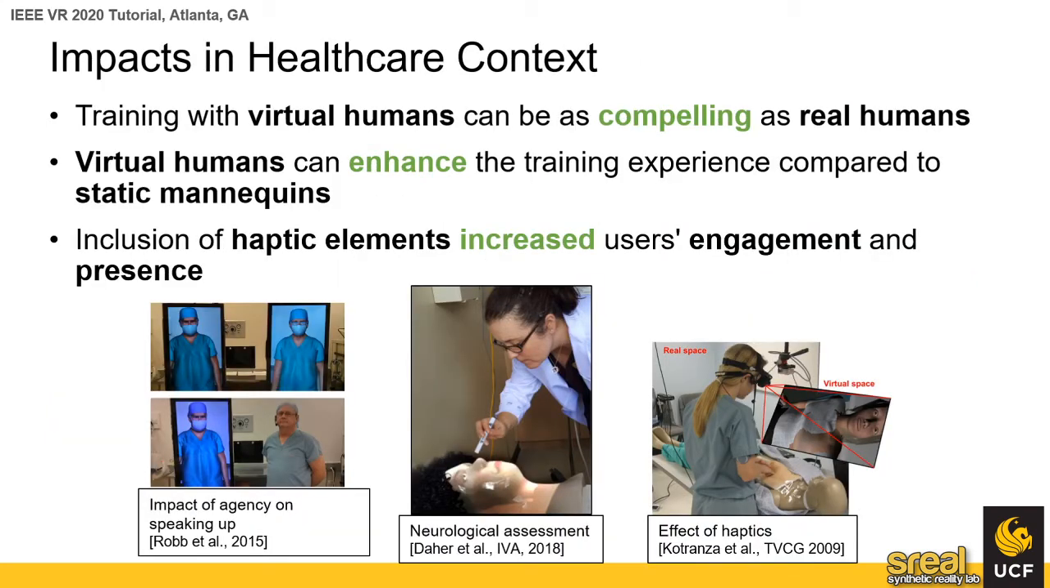In the field of healthcare, standardized actors and mannequins have been widely used, but these choices have many limitations which virtual humans can cover. For example, compared to static mannequins, use of virtual human patients could enhance dynamic interactions in the healthcare scenarios, so the user's engagement and sense of presence during neurological assessment were increased.